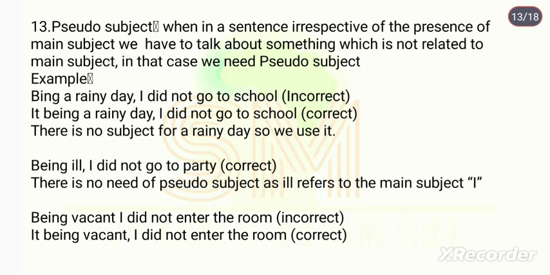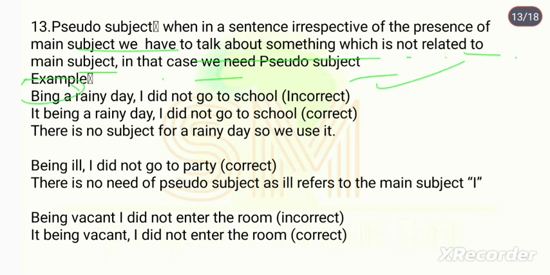Okay, when do we use this? When in a sentence, irrespective of the presence of main subject, we have to talk about something which is not related to the main subject. In that case, we need a pseudo subject. We can see an example like: Being a rainy day, I did not go to school. This is incorrect.